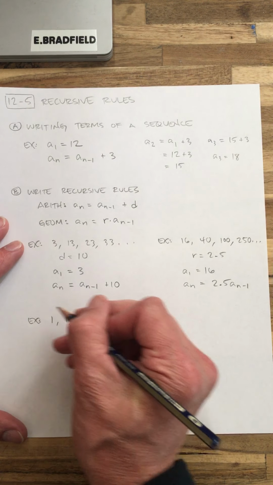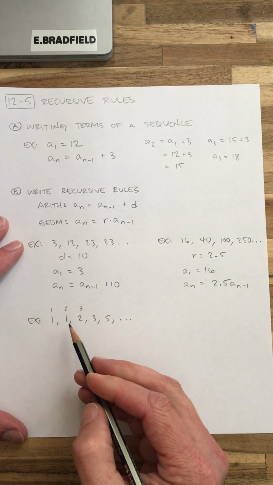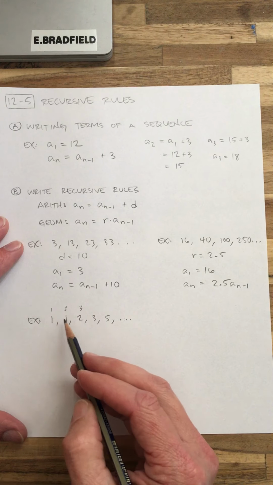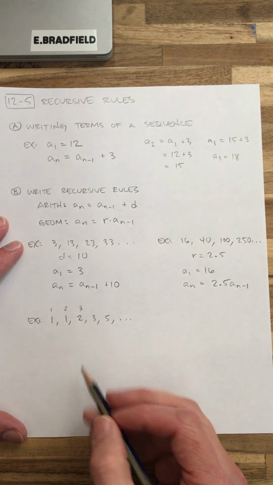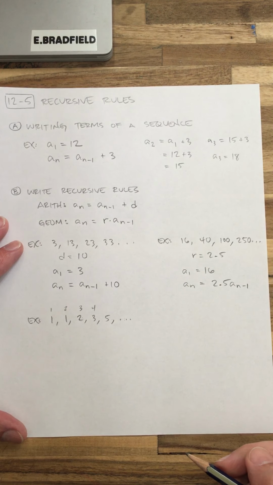Okay, so this is the third term. If this is the first term, second term, and third term, we know that the first term plus the second term equals the third term. We know the second term plus the third term equals the fourth term. I think we're good to go.